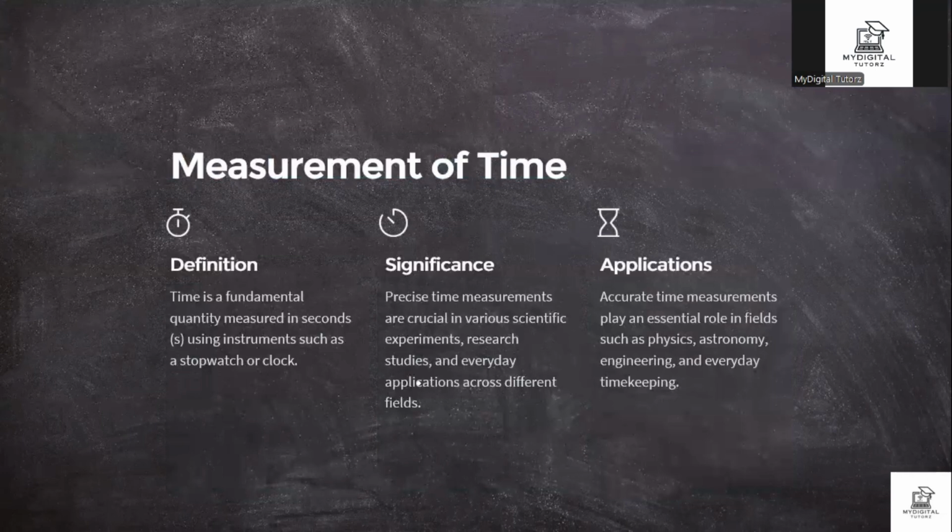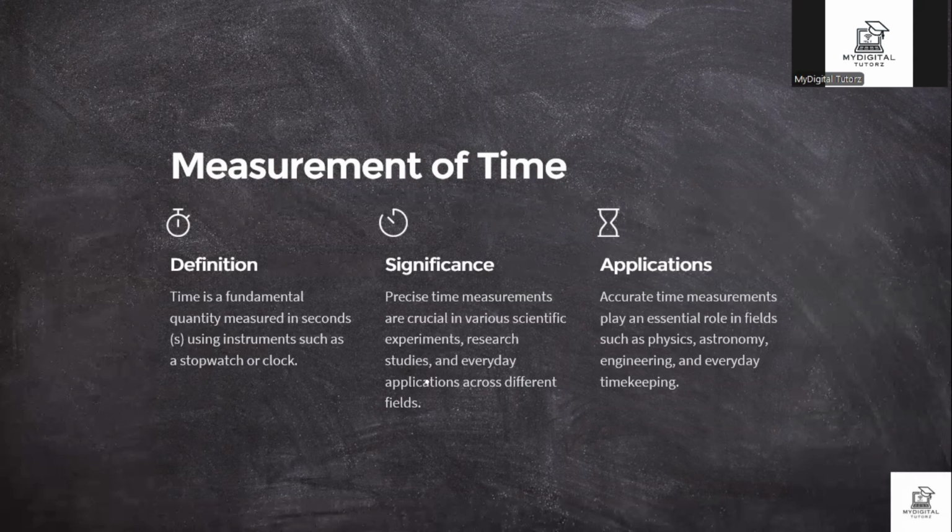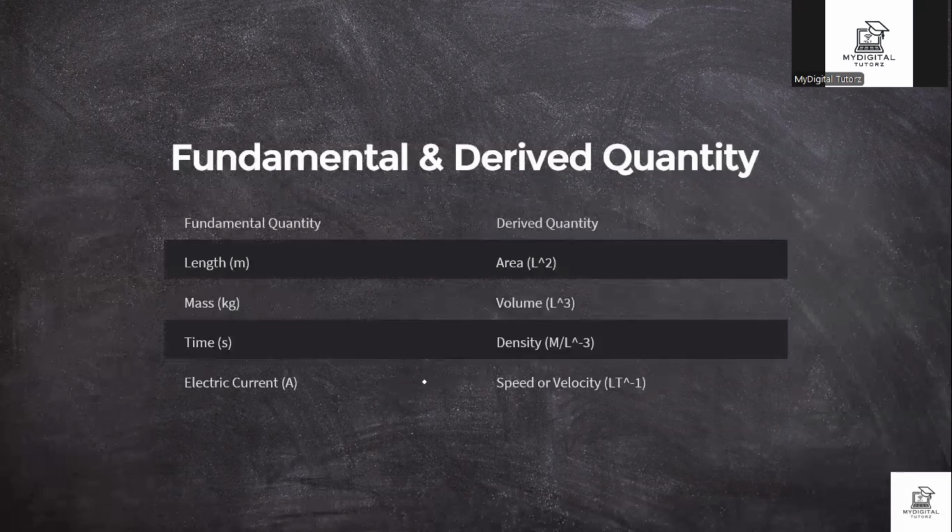Measurement of time. Time is said to be that in which events are distinguishable, with reference to before and after. So time is also a fundamental physical quantity measured in seconds. We use instruments such as stopwatch or clock to measure time accurately. So time is very important. Precise time measurements are very important in various scientific experiments, research studies, and everyday applications across different fields. Is that taken now?